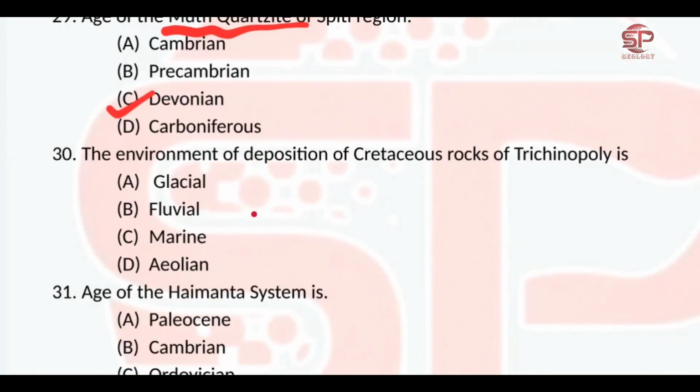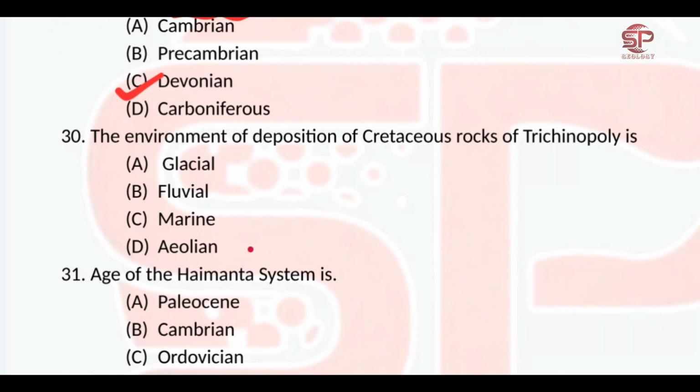The environment of deposition of Cretaceous rock of Tiruchirappalli. Tiruchirappalli is deposited by marine regression and transgression. It is in the Kaveri basin. So it is a marine deposition.